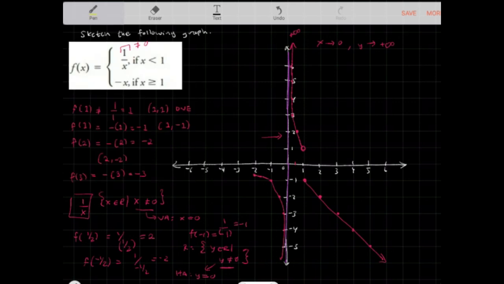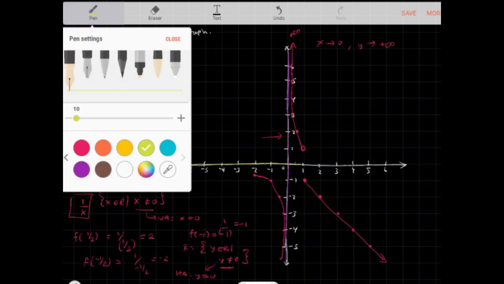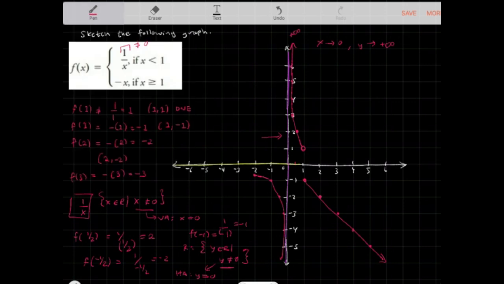I'm going to highlight the horizontal asymptote. I'm going to use green to represent that. So there is a horizontal asymptote when the graph approaches x, right? And in this sense, y can never approach 0. So you can see that the graph will approach 0 as x approaches negative infinity. So as x approaches negative infinity, y will get closer and closer to 0, right?